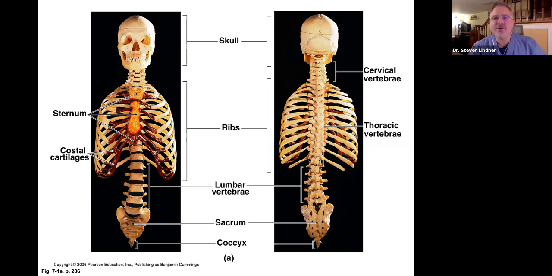When you have a curvature like we see here off to the right, this is called a scoliosis, where it looks like there's a little bit of a curvature or an arc here. That's a scoliosis. Those are abnormal.